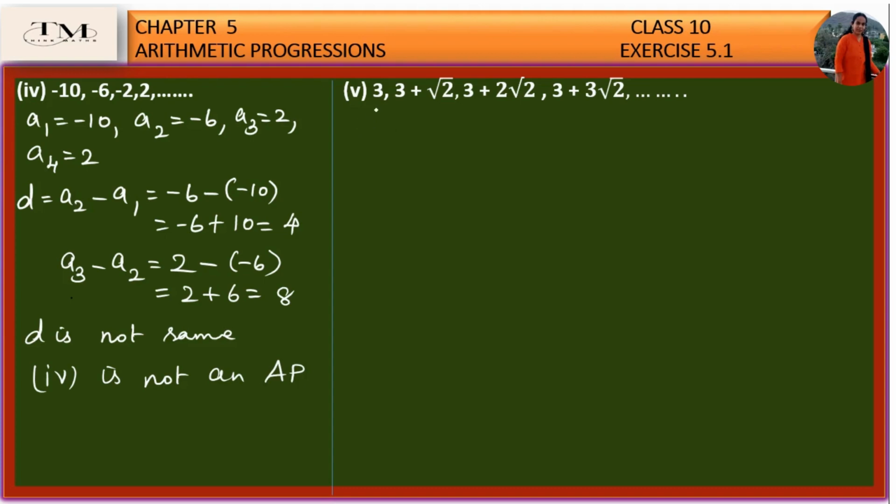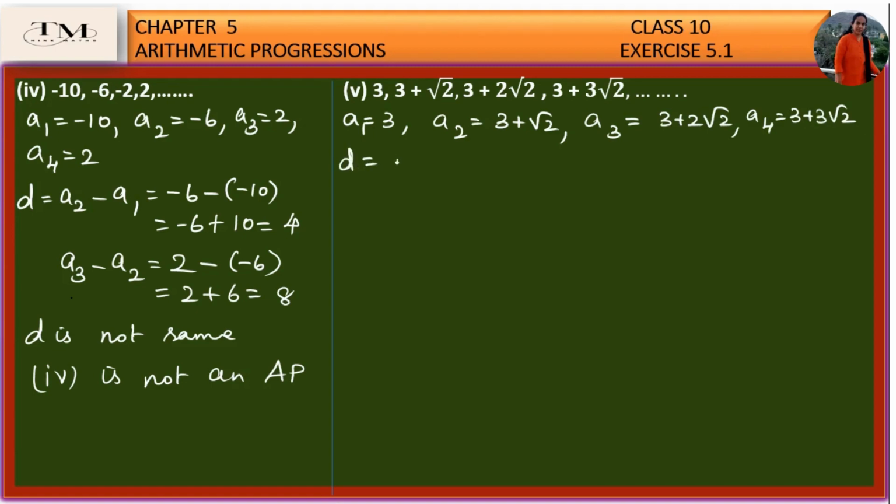Next one. Here A is equal to, that is A1. First term is 3. Second term is 3 plus root 2. Third term is 3 plus 2 root 2. Fourth term is 3 plus 3 root 2. Now we have to find D. D is nothing but A2 minus A1. A2 is 3 plus root 2 minus A1 is 3. So this 3 plus 3 and minus 3 gets cancelled. Only root 2 will be there.